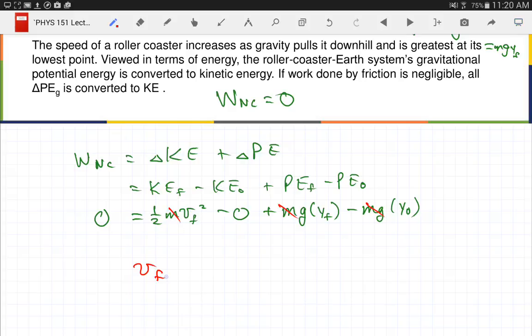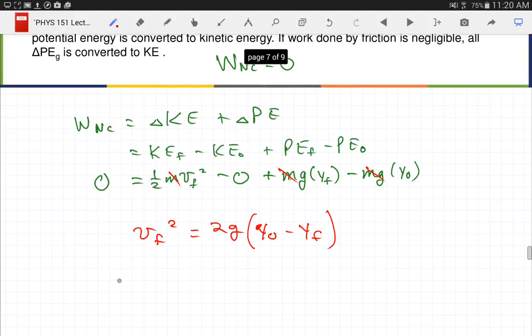And I'll have v final squared is equal to 2. I have to multiply everything by 2 times, there's a g here and a g here, so I'm going to factor out the g as well. 2g. If I move these across, this one becomes negative, so the y final becomes the negative. The y initial becomes positive when I put it across, so y initial minus y final.